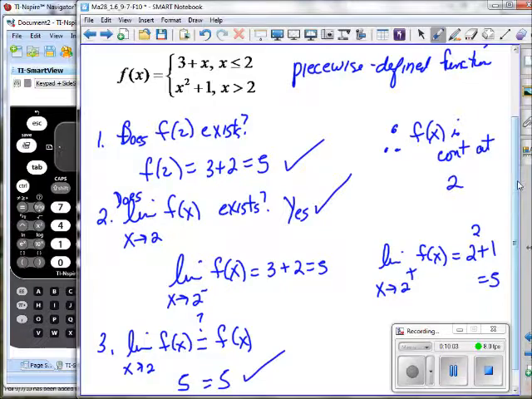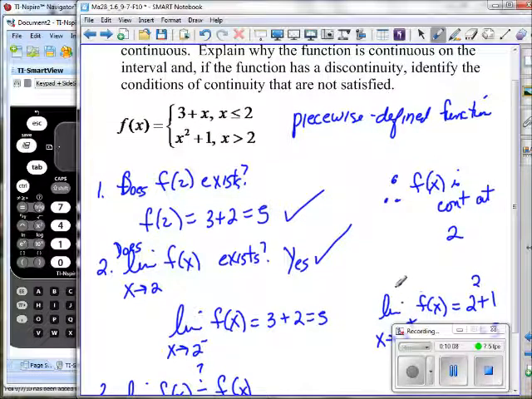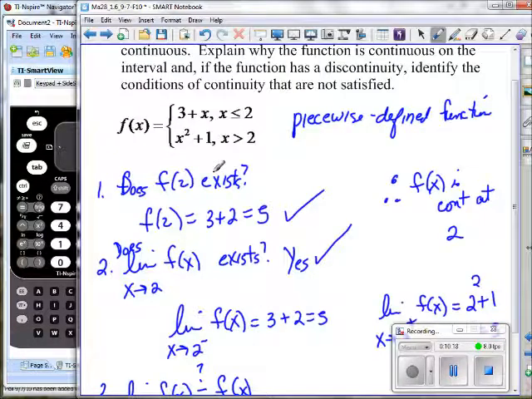Is it continuous, though, everywhere? If you look at this, the line is continuous, the parabola is continuous. So if both pieces are continuous, the only place it could possibly break down is here at the joint, where they meet. And so it's continuous at 2 and everywhere.